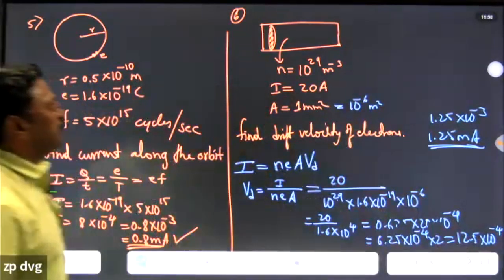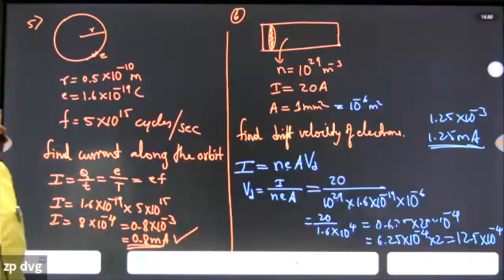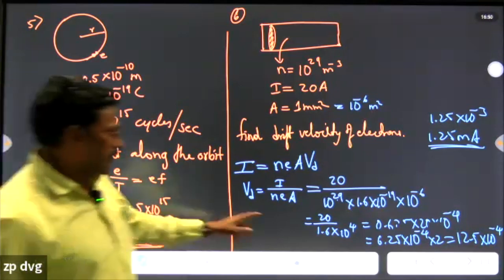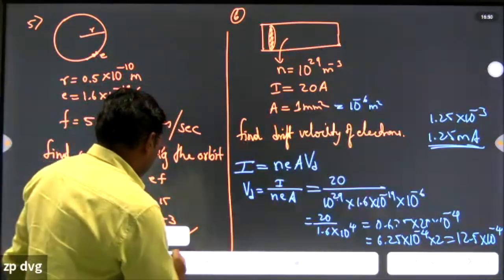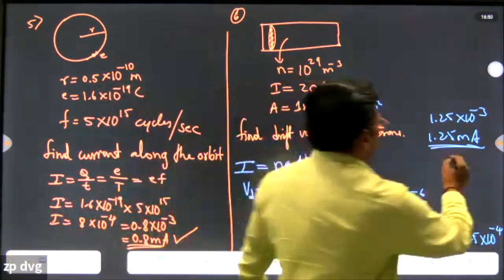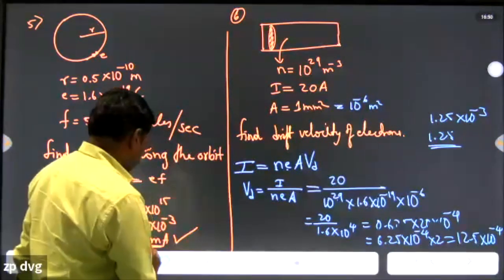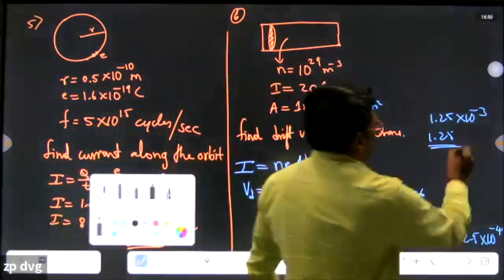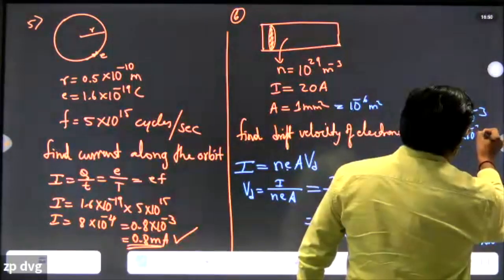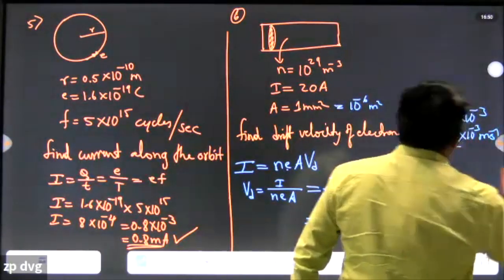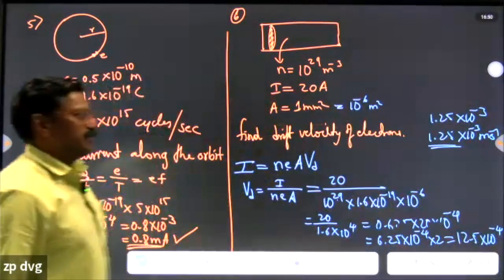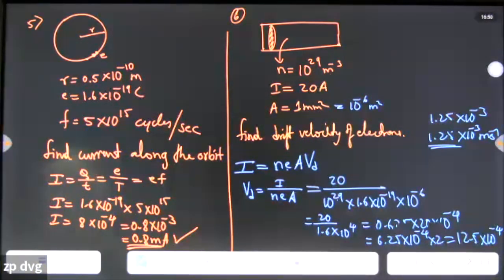Okay, so we are finding the value of drift velocity. So our unit is 1.25 into 10 power minus 3 meter per second is the value of drift velocity.